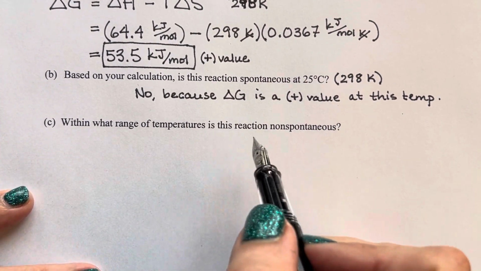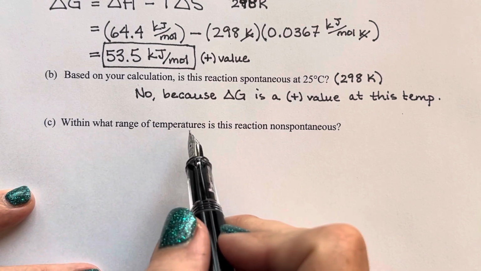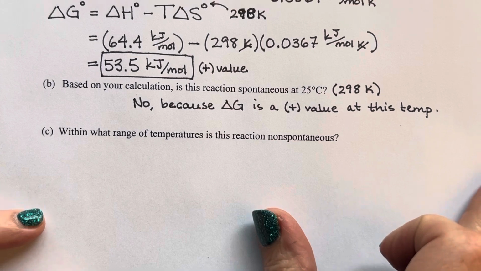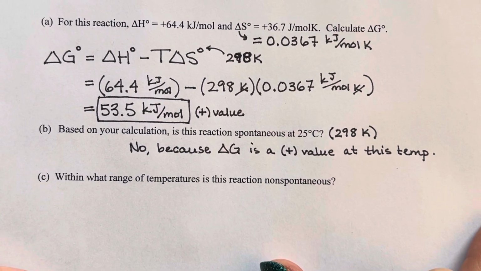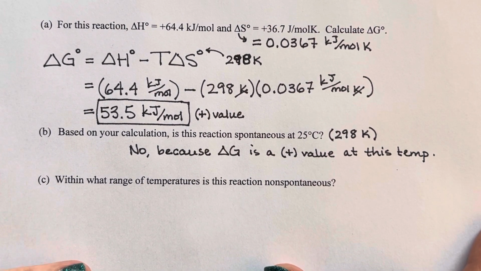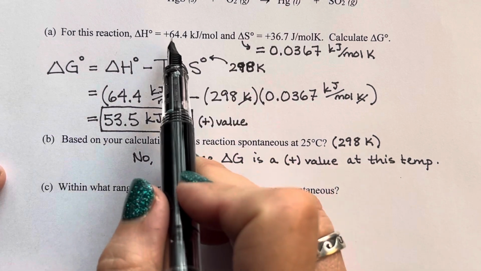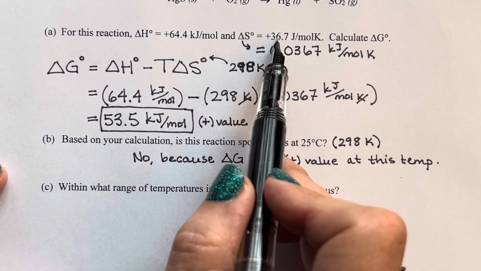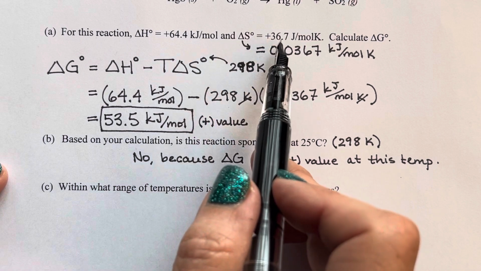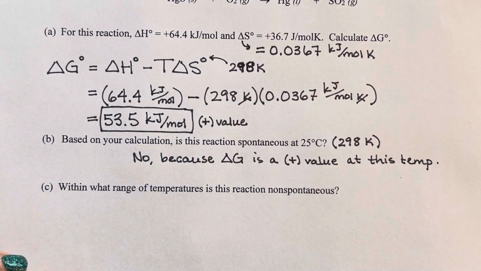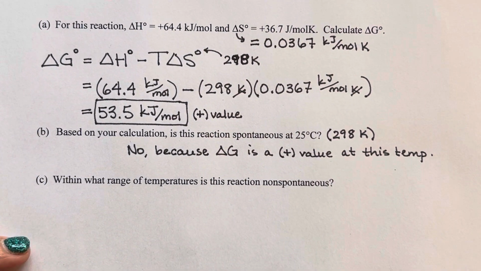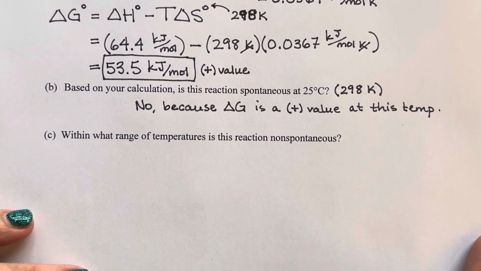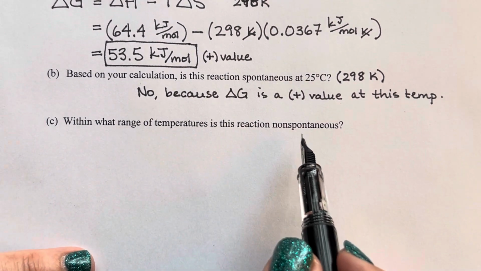All right, now it's asking within what range of temperatures is this reaction non-spontaneous? Okay, so notice for this particular reaction, we have a positive enthalpy and a positive entropy. So that means you can actually change the temperature and make it spontaneous at certain temperatures. So here is the question. Within what range?